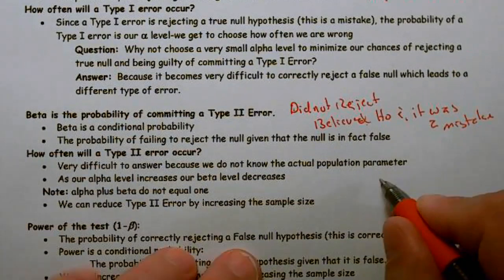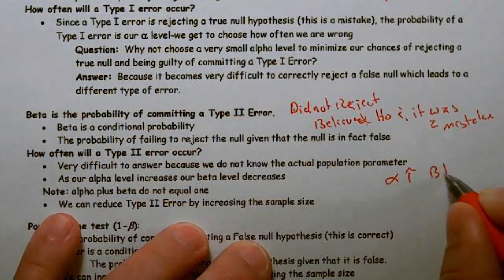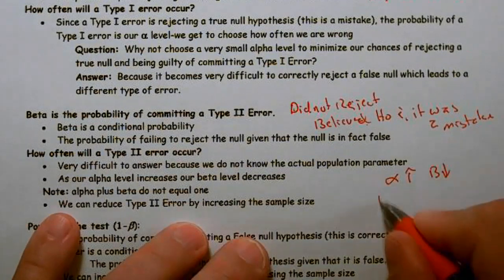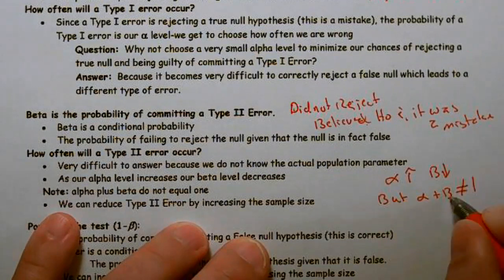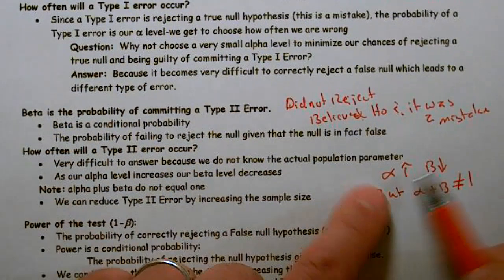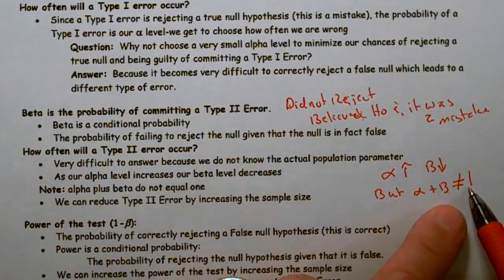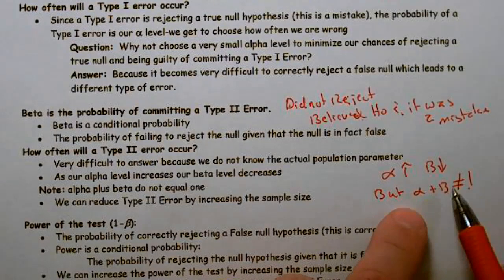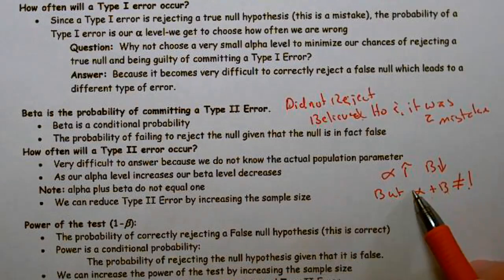Now, one thing to notice is alpha goes up, beta goes down, but alpha plus beta does not equal 1. All right. As alpha goes up, beta goes down, beta goes up, alpha goes down. But the two of them, if you add them together, they do not equal 1. They equal less than 1, but don't worry about that. You can't calculate. If I give you alpha, you can't calculate beta. If I give you beta, you cannot calculate alpha.